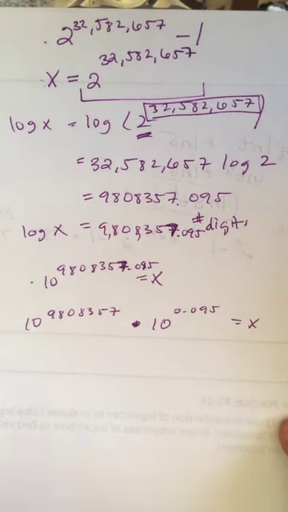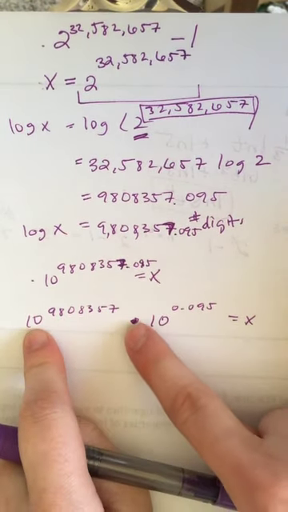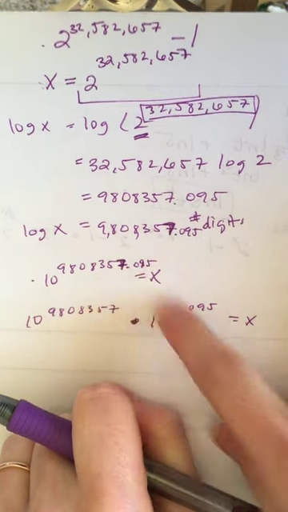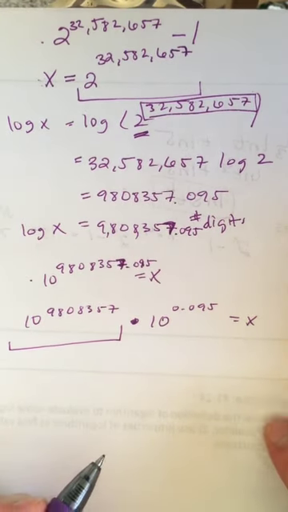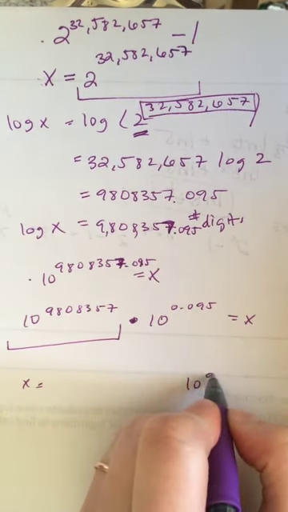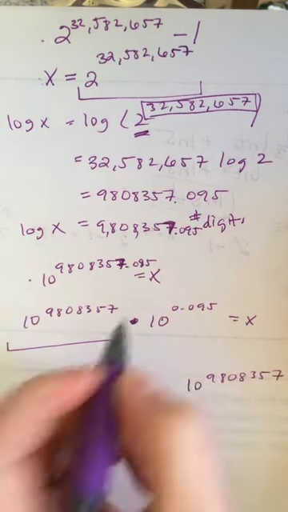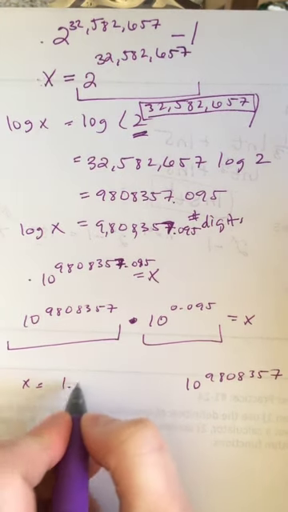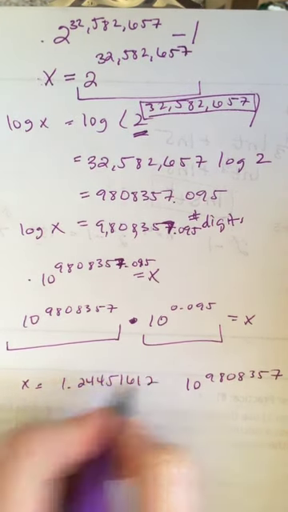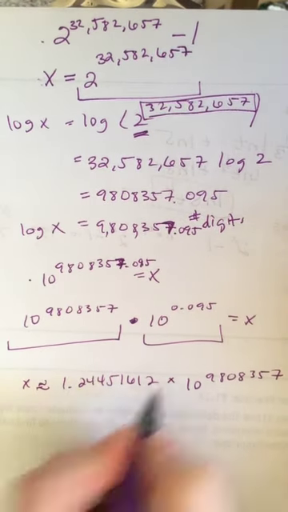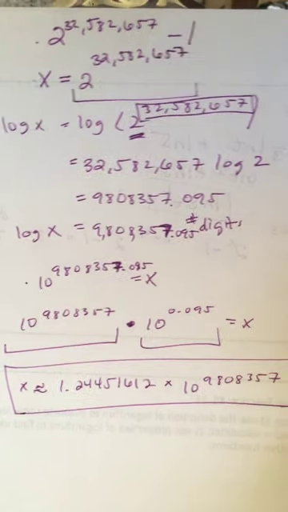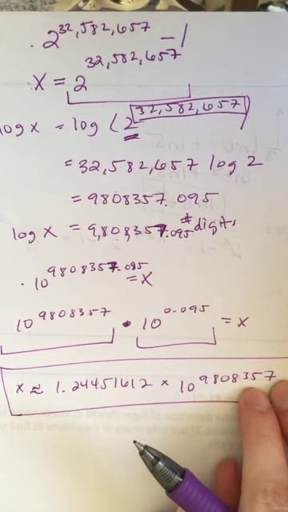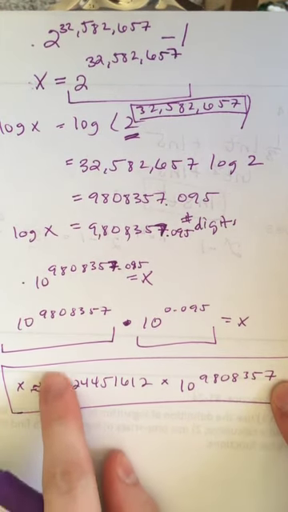Remember your exponent rules from years ago. If I have the same base and I multiply them, that's adding their exponents. Adding these exponents gets this upper exponent right here. This I don't really care about. I can leave it as is. So I get 10 to the 9,808,357. This is small enough, I can actually do that in my calculator. And I'm going to get 1.24451612. We can make this approximation. And what does that look like? Scientific notation. Boom. So that's why this rounds up to the digits, because that 1 is your extra digit.